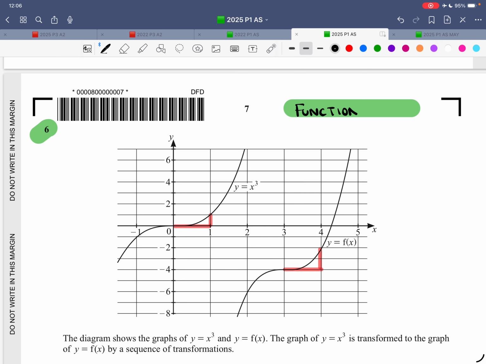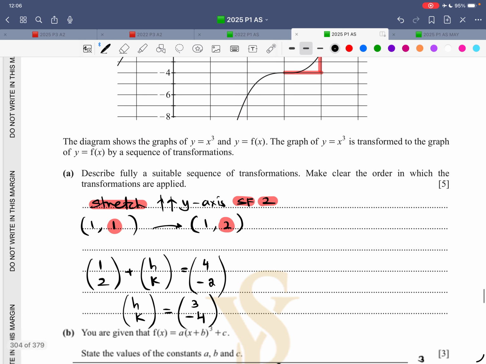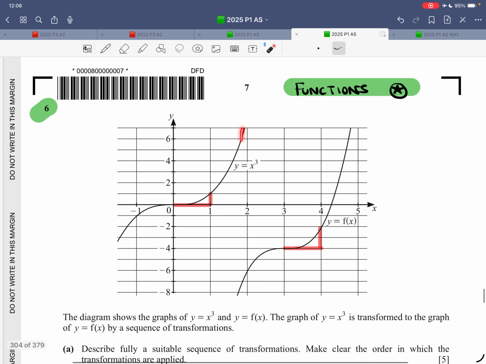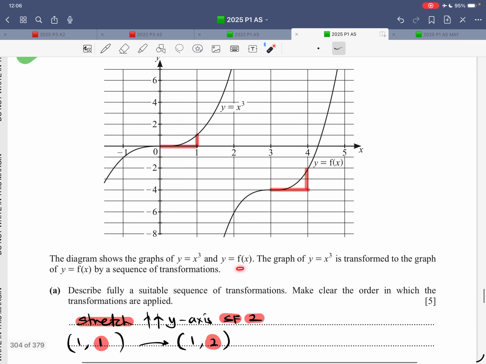It was slightly tricky, slightly difficult. Now it says the diagram shows the graph of y equals x cubed. That's this original graph. And this is y equals f(x). It looks exactly like this, but with a twist. The graph of y equals x cubed is transformed to the graph of y equals f(x) by a sequence of transformations.